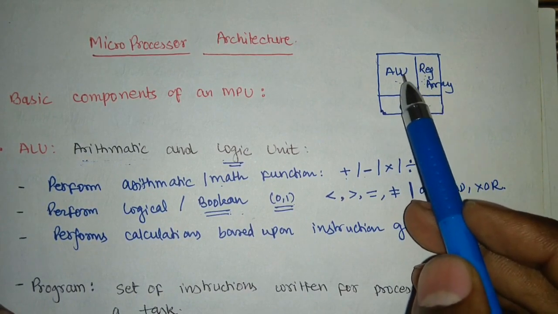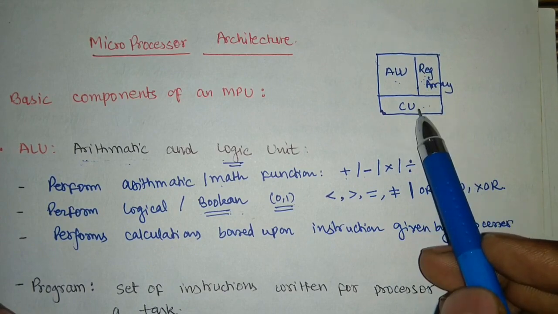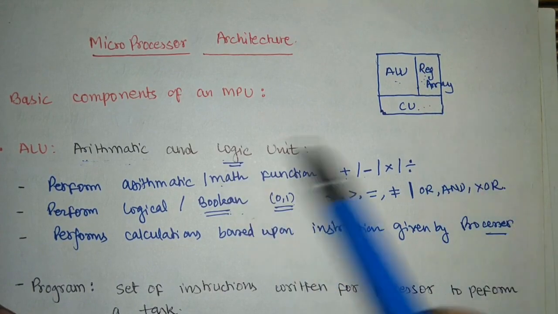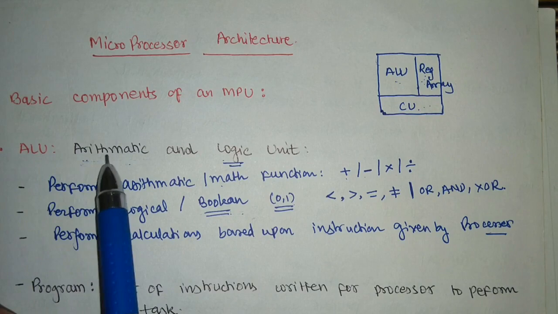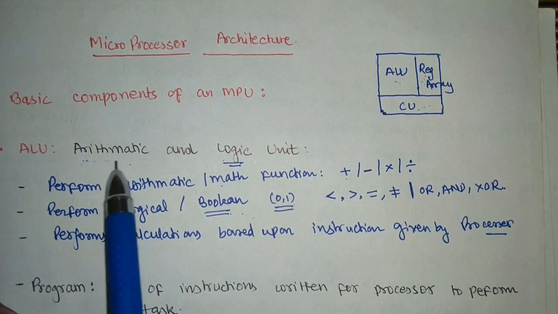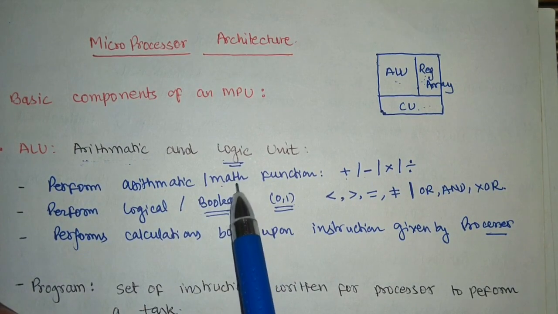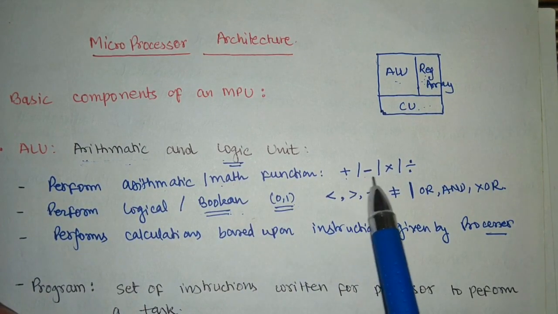One is the ALU, another is the register array, and then there is the CU. When I say ALU, it is basically our arithmetic and logic unit. It is able to perform all the arithmetic functions. And what are arithmetic functions? Our basic mathematical functions. It could be addition, subtraction, multiplication, or division.